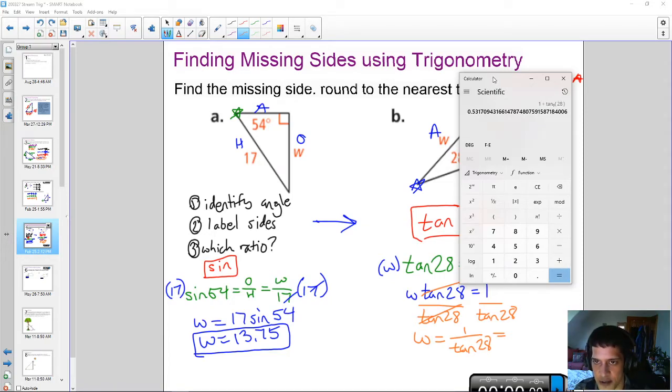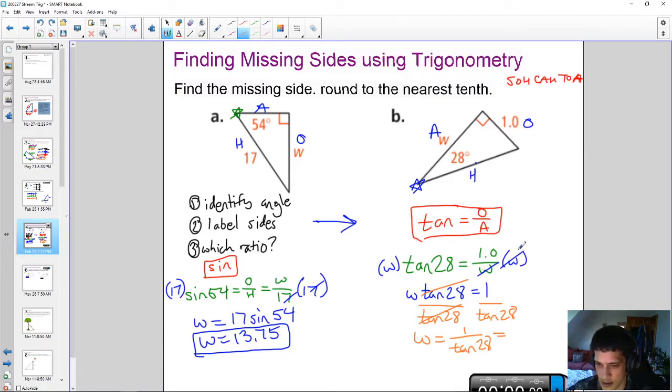Let's just say 0.53. Does that number make sense? It doesn't look like it makes sense to me. I think that W would be longer. Anybody here? No? Anybody find my mistake?